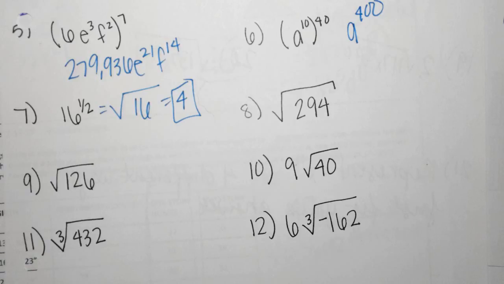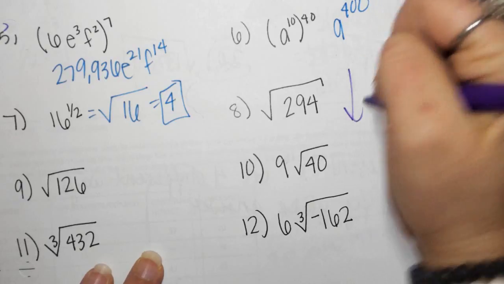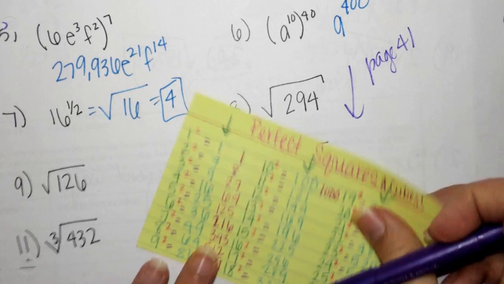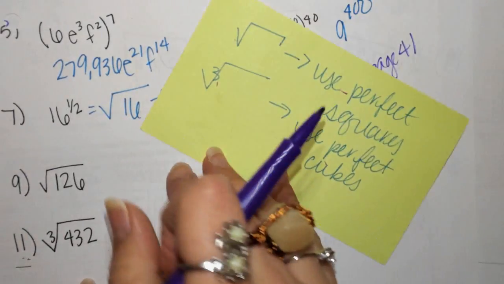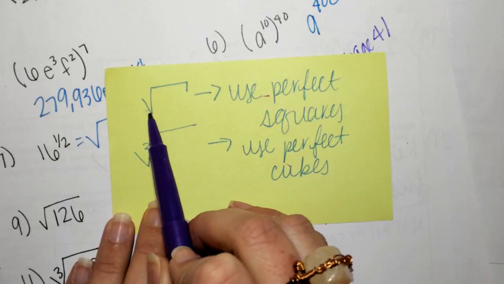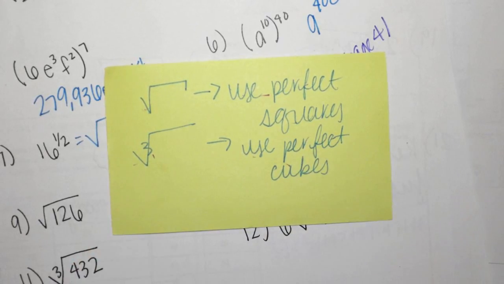Alright, so now for 8, 9, 10, 11, 12, and the rest of them, from here down is page 41 in your notes. You also need your note card. On the back of your note card, I would write that you use this when you have square root, you use perfect squares. When you have the cubed root, you use perfect cubes.